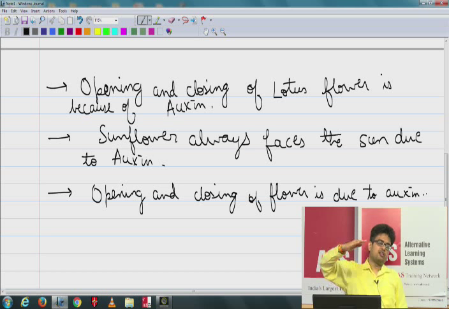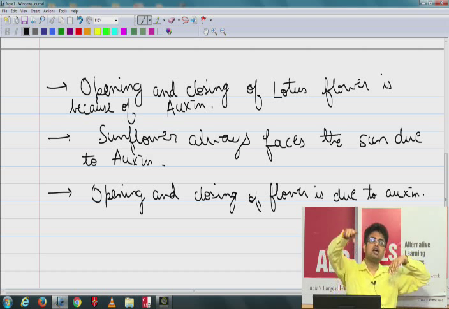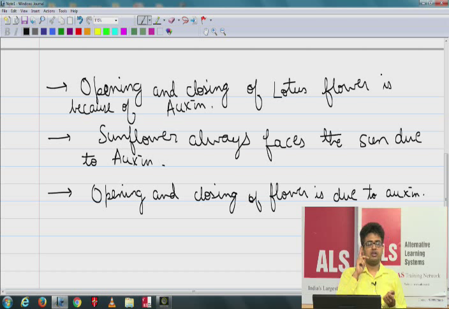You go into a garden, the gardener always cuts the top part of the plants. He always trims the top apical bud of the plant. Why does he do it? Because auxin has the property of apical dominance. Apical dominance is due to auxin.